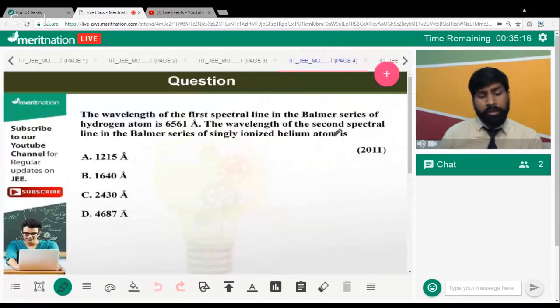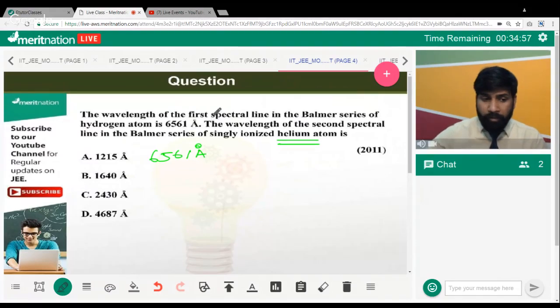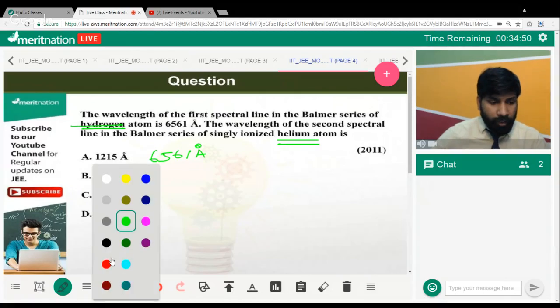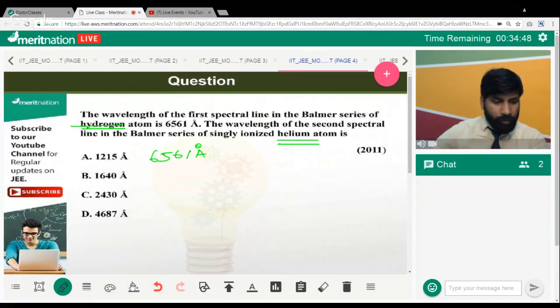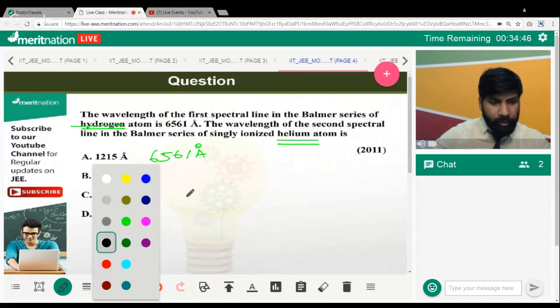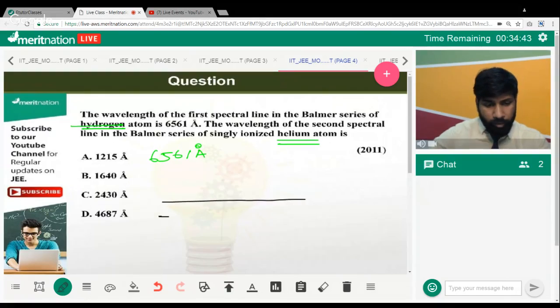You can see on your screen: the wavelength of the first spectral line in the Balmer series of hydrogen atom is 6561 angstrom. Now next, the wavelength of the second spectral line in the Balmer series of singly ionized helium. In the above case we were talking about the hydrogen atom, and after that we are talking about helium. Now, students, we know that E is equal to, suppose this is for the Lyman series.